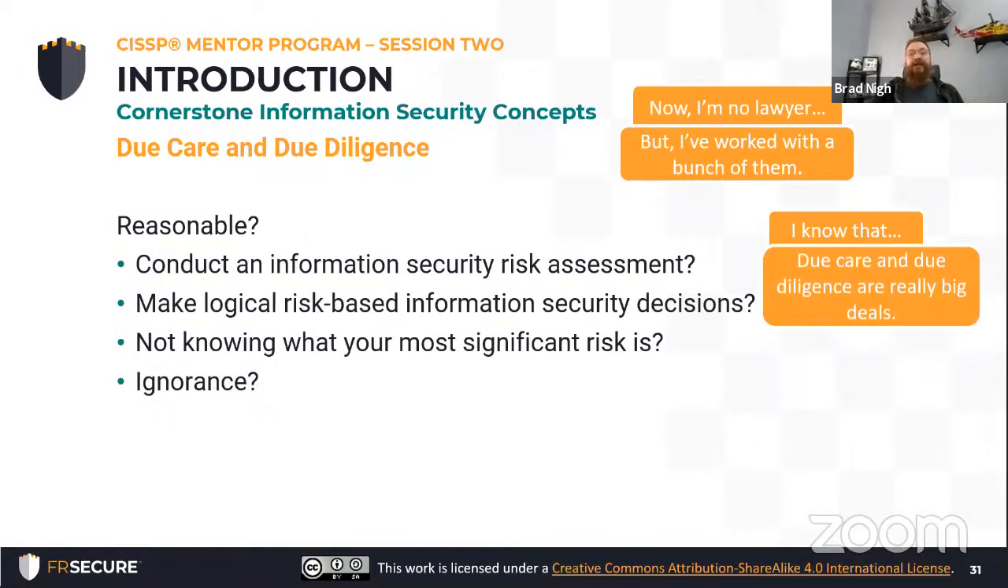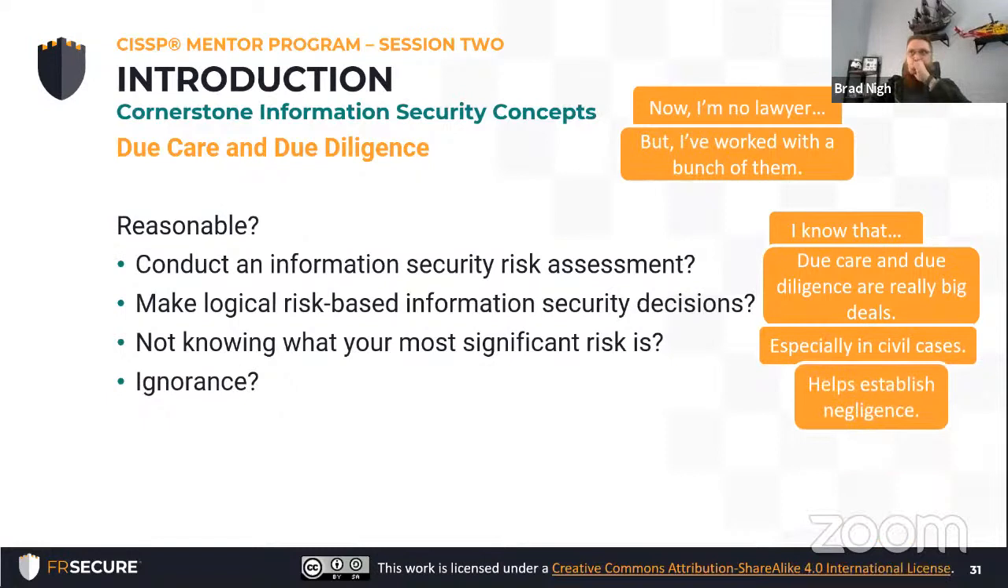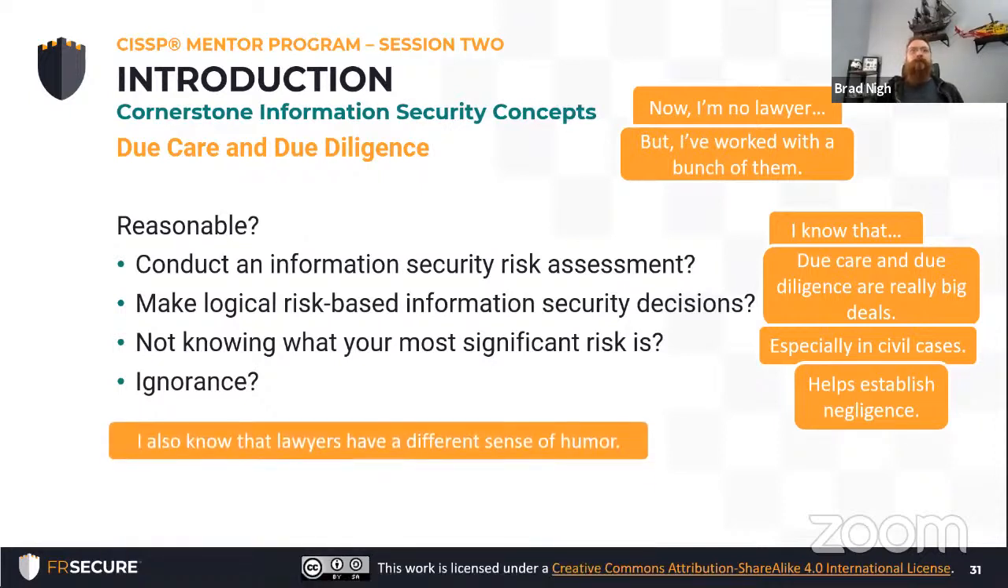These are big deals, especially in the civil case, right? So when we look at this, it's really determining, were they defensible or were they negligent, right?